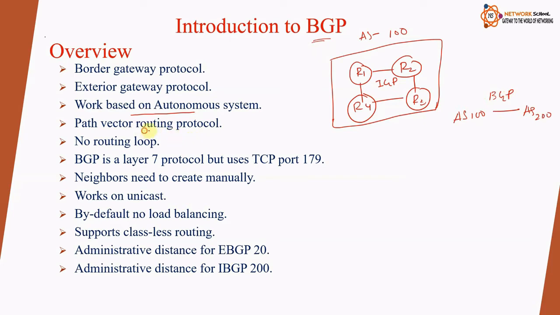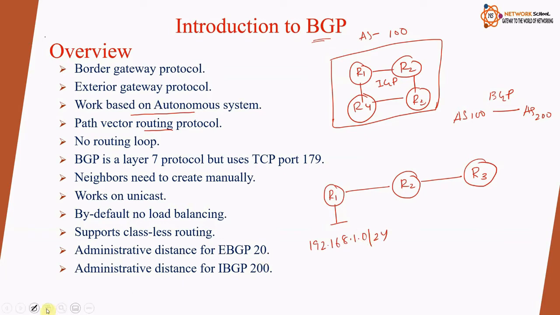BGP is a path vector routing protocol. So what does it mean? It means this: in BGP, whenever an update is sent from one router to another router, it always sends along the path information. Let's say we have router R1 here, router R2 here, and then router R3 here. And we have a LAN subnet, 192.168.1.0/24. And I'm sending this update from R1 to R2.